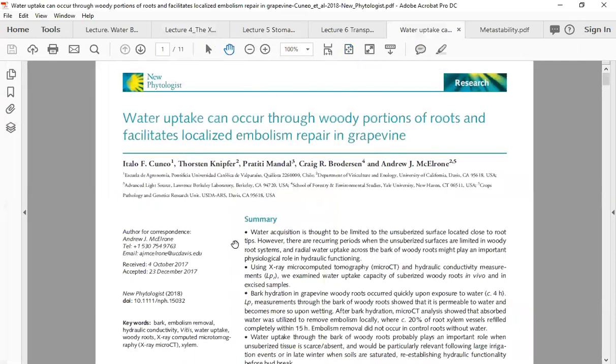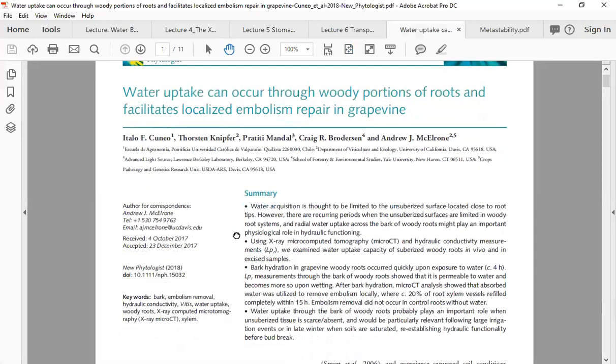To answer that in a little more detail, let's look very briefly at a couple of the results obtained here. This paper, published in New Phytologist, is titled: water uptake can occur through woody portions of roots, and this facilitates localised embolism repair in grapevine. So amazing. Most people believe that in the woody portions of roots, that is the older portions of the roots, there is no water uptake and no solute uptake. But that's actually not the case.